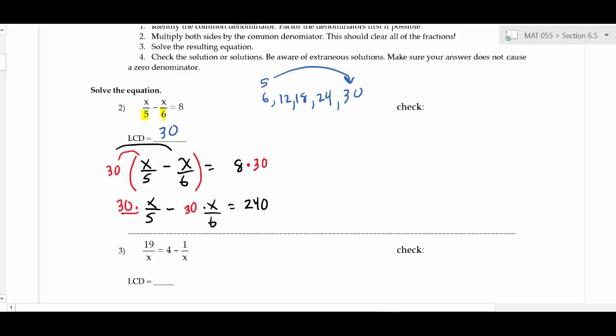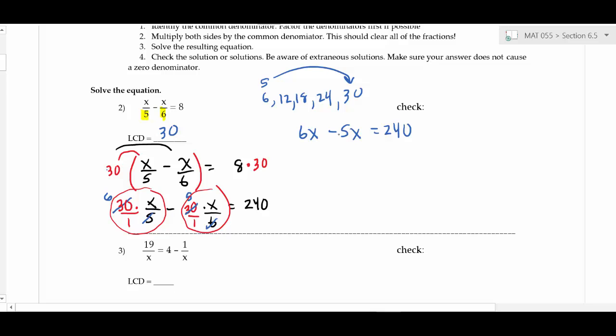Now, what are you going to do with the 30 over 1 and the x over 5? You're going to reduce, right? You're going to reduce because that's why we multiplied by 30 anyway. So 30 divided by 5 is 6. So that's going to give you 6x. The next one, 30 divided by 6 is 5. So that's going to give minus 5x. Then that's equal to 240. Okay, so you've gotten rid of the fraction. All you did is 5 goes into 30 6 times, 6 goes into 30 5 times.